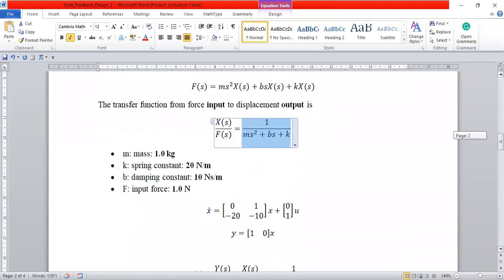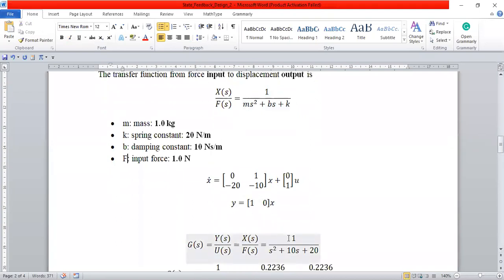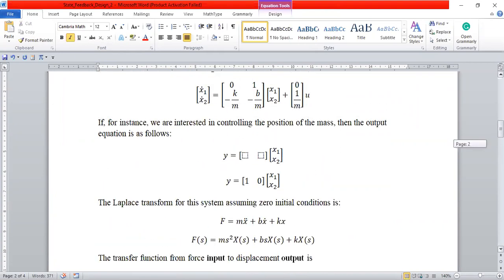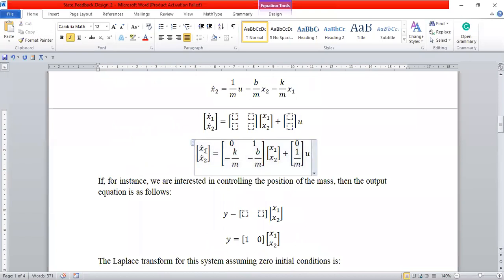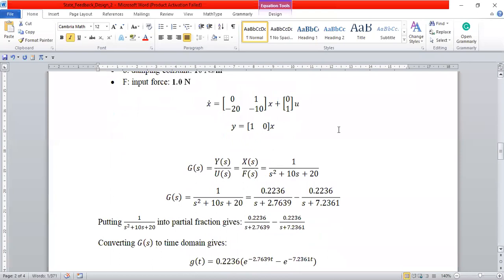Now, if you are given the constants for the mass, the spring, the damper, and the force, we can express the transfer function as this. So just substituting all these values into here, we can arrive at this. Then we substitute in the state space form all these values. So this was what we got in state space form. So you substitute values for m, k, and b to arrive at this.